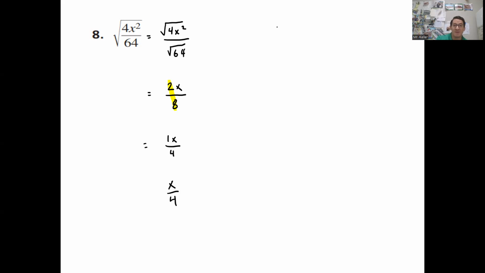You could simplify this first. So if I just rewrite it, 4 over 64 is going to simplify to 1x over 16. You could also do that and you'll end up with the same answer. So you can reduce first if you want, or reduce at the end. Just be looking out for if your fractions reduce. And that will do it.